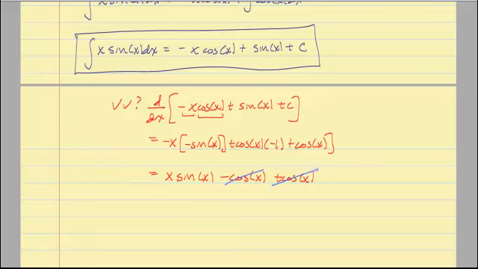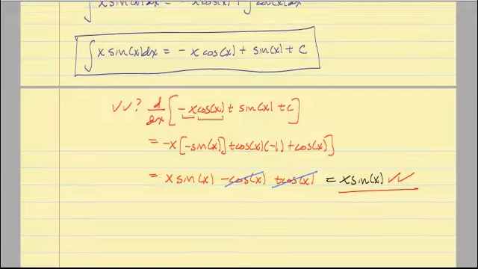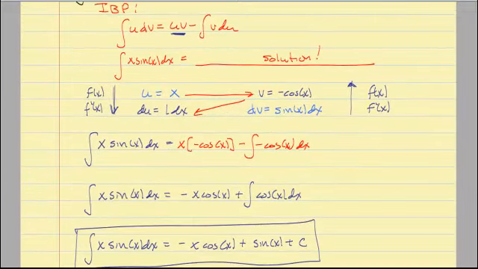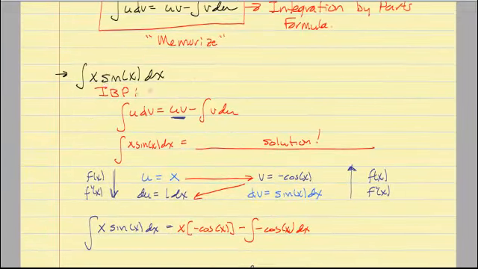So these cancel, and I'm left with x sine of x. So yes, this does check, because if we scroll back up, my original problem was x sine of x right here. So it does check. So remember, you can check all of these.